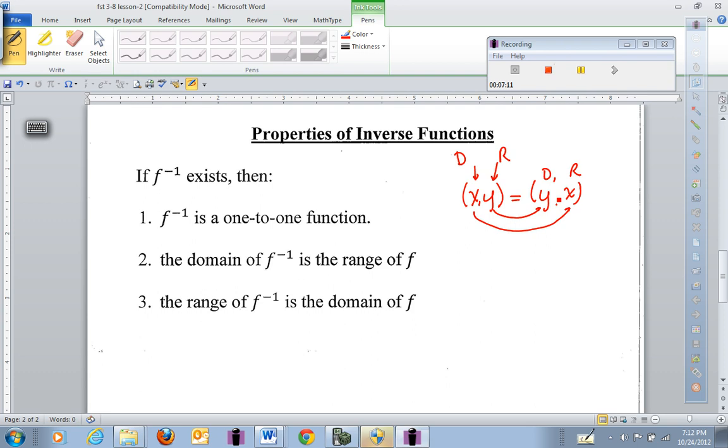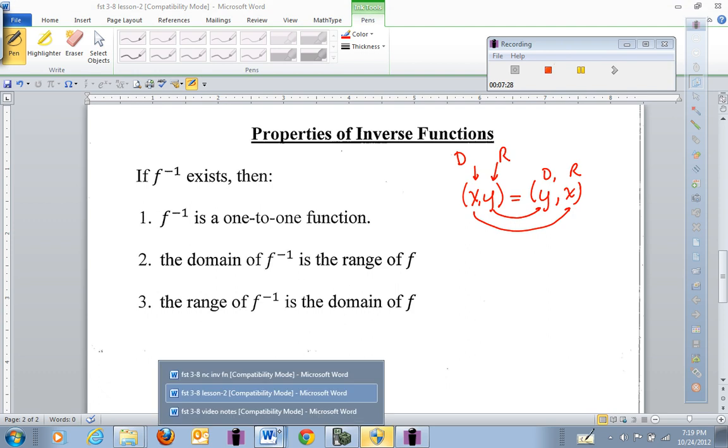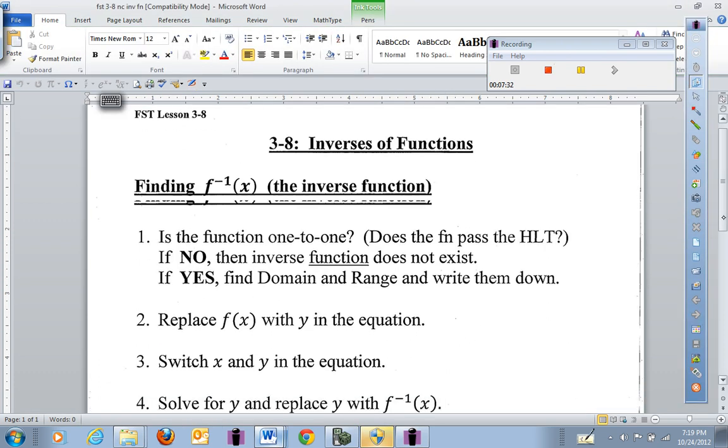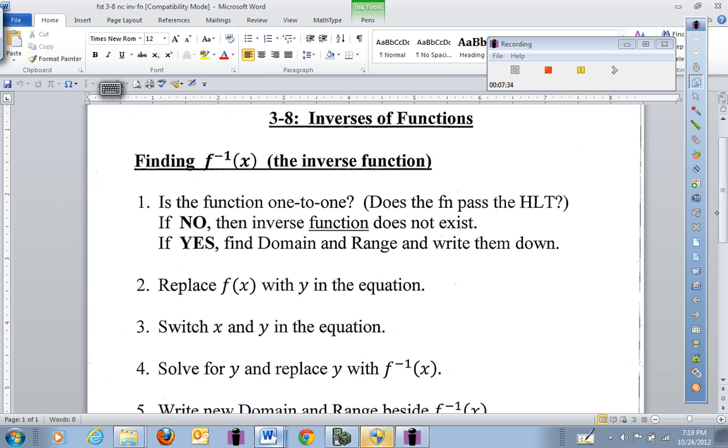Okay, we're going to go through a procedure for finding f inverse, which is the inverse of a function. And so I want you to write this on your note card. So let me pull this up here. This is going to be our procedure, all the steps that we're going to follow every time we want to find the inverse of a function. So we're going to entitle this note card 3-8, inverse of a function, and then we're going to write finding f inverse of x, the inverse function.